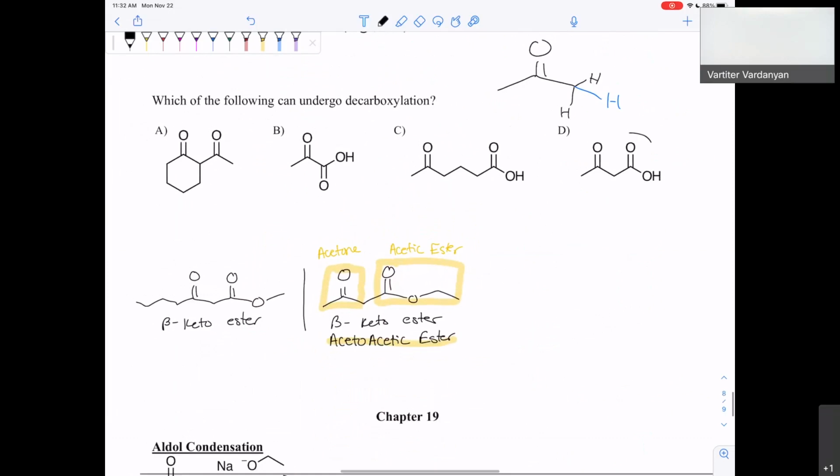Cool, yes. So this one has a carboxylic acid and they are beta to one another. These guys are way too far apart. These guys are way too close together. This one doesn't have a carboxylic acid. So D would be the correct answer. Yep, always has to be a beta. Okay. So any questions on the acetoacetic ester synthesis?